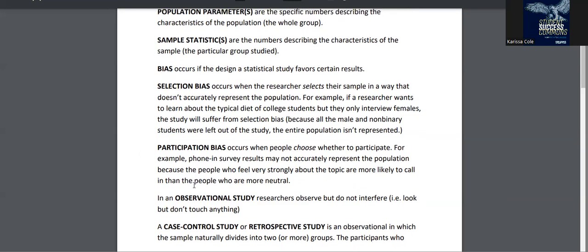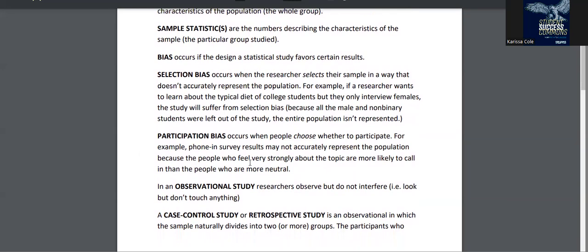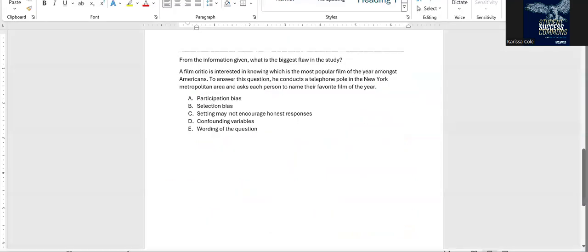And then participation bias, another very common one. It occurs when people choose whether they want to participate or not. So, for example, phone-in surveys may not accurately represent the population because the people who feel very strongly, either positively or negatively about a topic, are more likely to call in than the people who feel more neutral. So those are the two most common ones. I'm not saying necessarily that all surveys or all experiments will suffer from one of these two, but those are the two common biases, and there are two options here. So let's just reread the question.